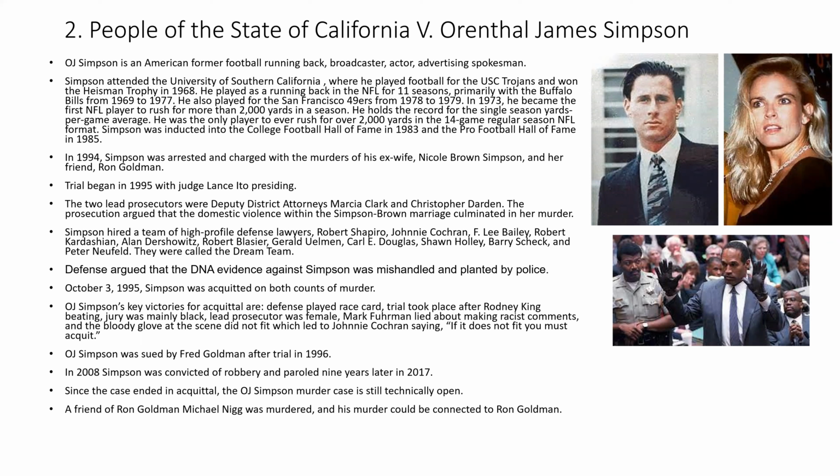You got Robert Shapiro, he's mostly a plea bargain attorney. Cochran mostly deals with civil rights cases and police brutality cases. Dershowitz is an appeals attorney. Gerald Uelmen's from Harvard. You got Barry Scheck and Pete Neufeld, who are in charge of the Innocence Project. This is a tough team to beat. You got highly experienced attorneys in the different areas. It's very hard to beat this guy with all these lawyers behind him.